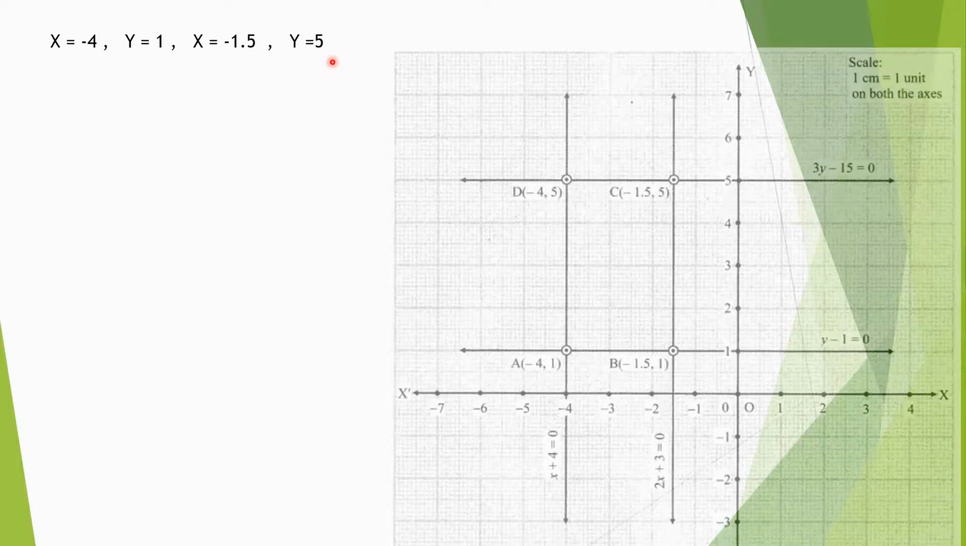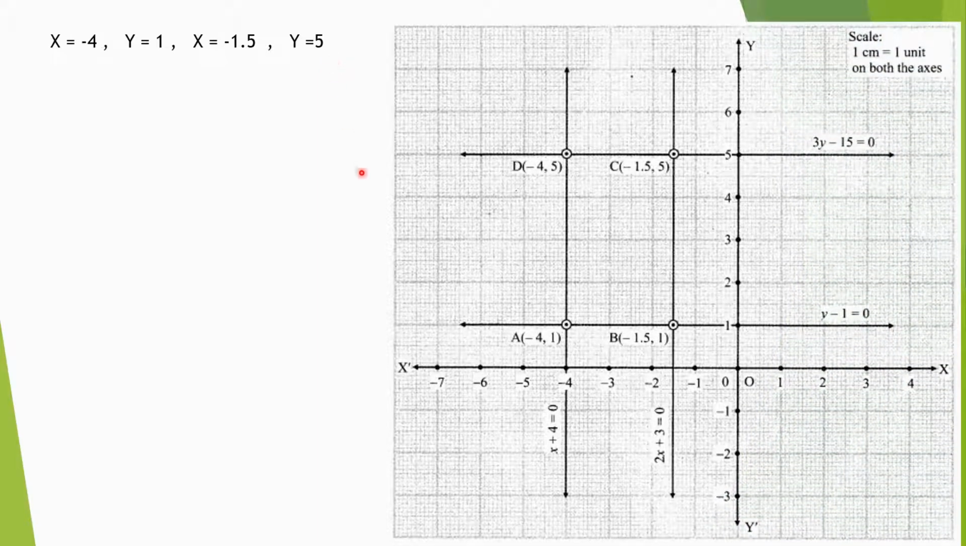On a graph paper, first draw the x-axis and y-axis. The point of intersection of the x-axis and y-axis is the origin. The coordinates of the origin are 0 and 0. On the x-axis, to the right of zero are positive numbers and to the left of zero are negative numbers. On the y-axis, above zero are positive numbers and below zero are negative numbers. The scale is also right here: 1 centimeter is equal to 1 unit on both the axes.